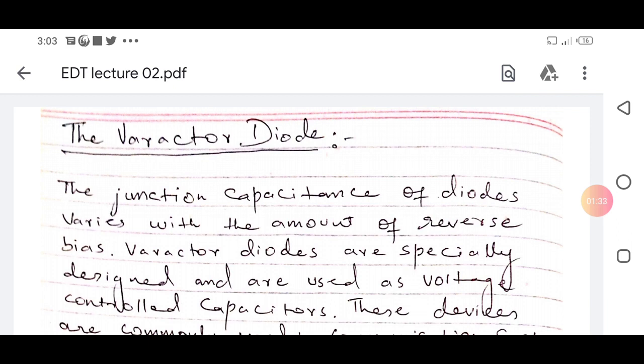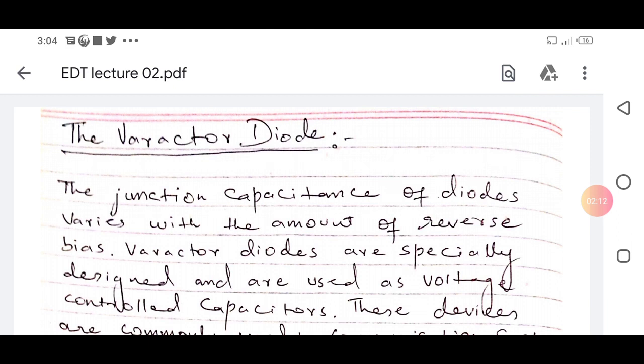stored charges. Like you have seen in the previous class, there are positive charges, which are holes, gathered on one side of the junction, and there are negative charges, which are electrons, gathered on the other side of the junction. Either holes or electrons or both gathered to form a junction. So the junction stores the charges. That's why it has a capacitance.